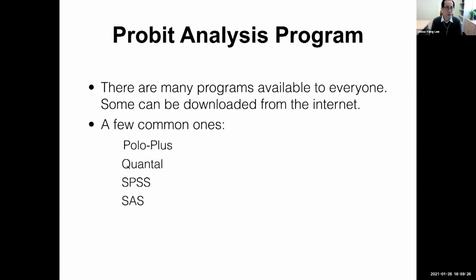Okay, so a few notable ones. So you have Polo Plus or Polo PC. This is actually a very common one used by many of the US researchers. You could also have them in statistical packages, whether it's in SPSS, in JMP, even the old SAS. And these days you can even run Probit in R.